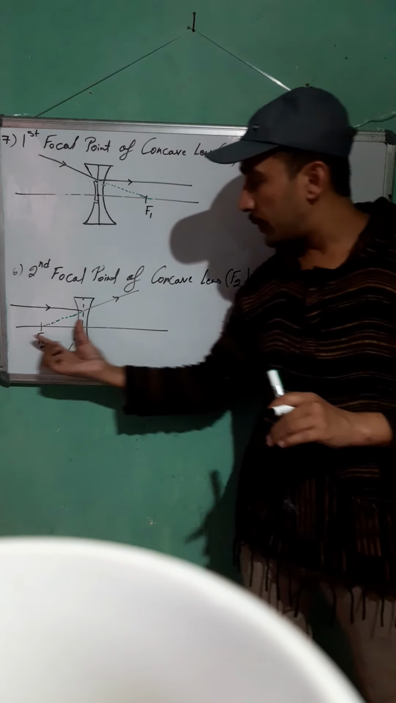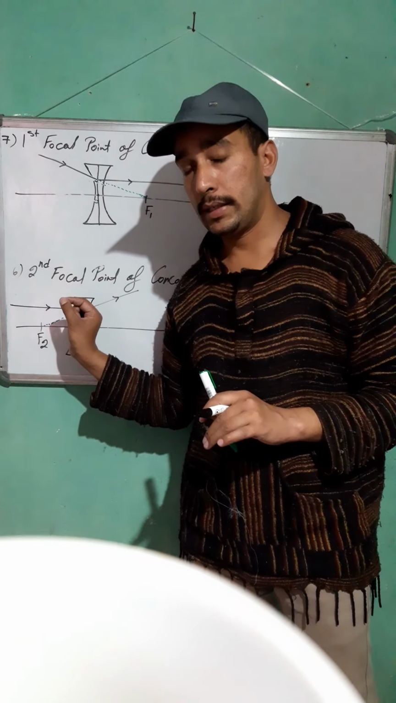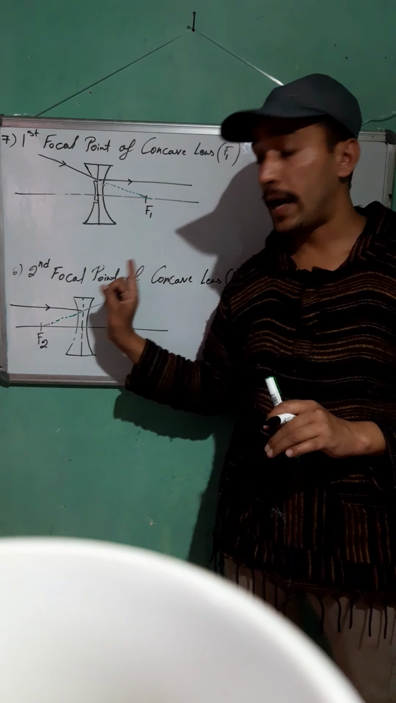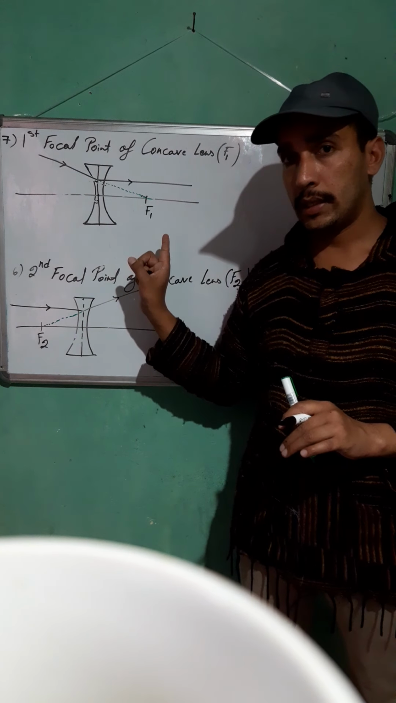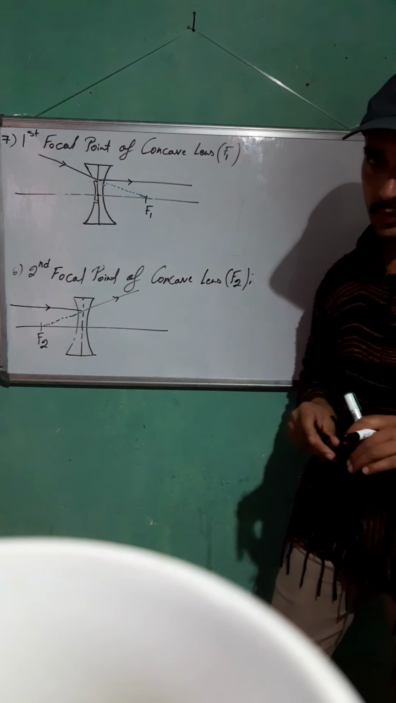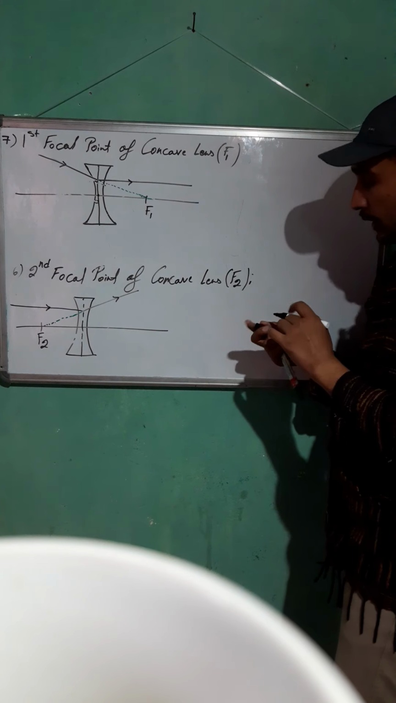There is a point on the principal axis of the concave lens such that a ray of light coming parallel to the principal axis, after refraction through the lens, appears to diverge through that point. So this is the definition of the second focal point of a concave lens.